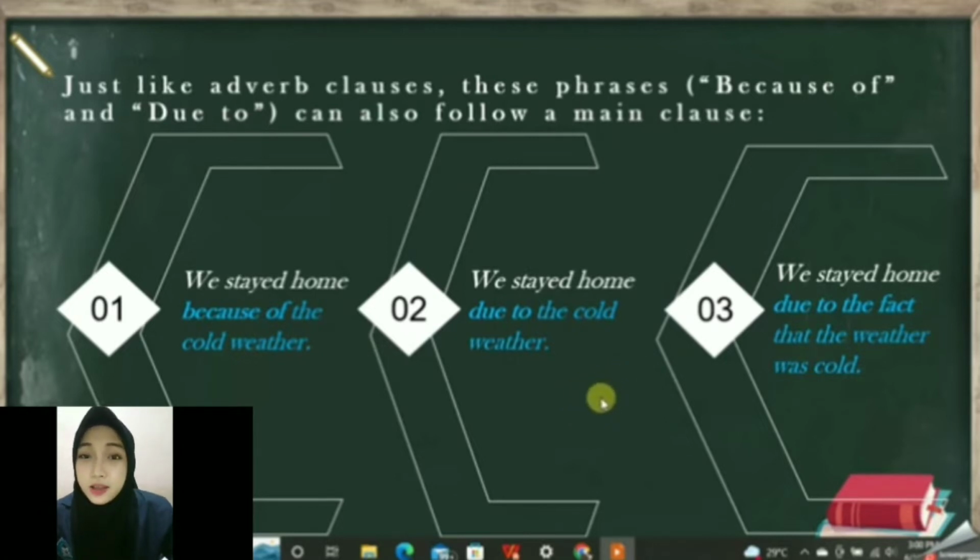Oh yeah, also as you can see here, just like adverb clauses, these phrases can also follow the main clause, as in this example. We stayed home is the main clause, and then it is followed by the phrases because of and due to. So you are not obligated to say or write the reason or cause using these phrases in the front or before the main clauses.